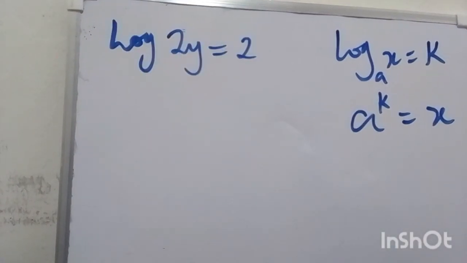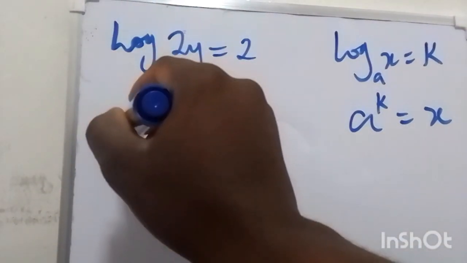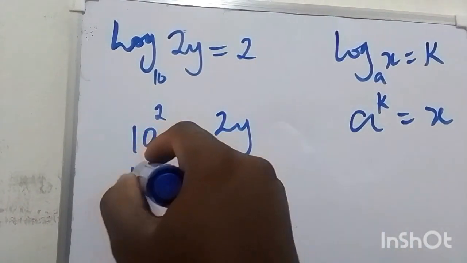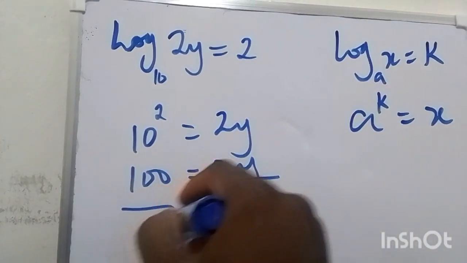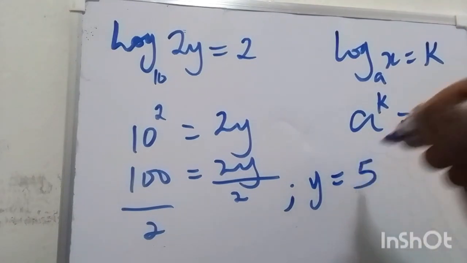Follow the same process. Base 10, that is 10 here. So we have 10 power 2 equals 2y. What is 10 power 2? 100 equals 2y. Divide both sides by 2. And you have the value of y equals 50.